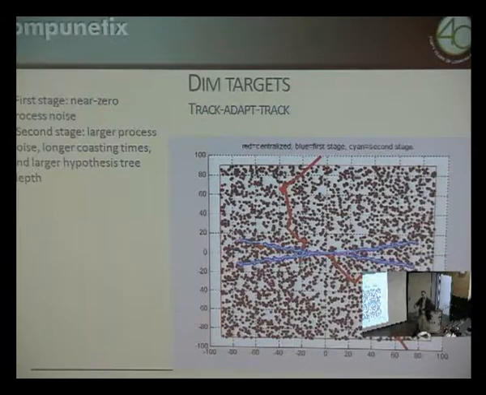Those segments can now go into a second stage MHT, where I can increase the process noise, and I can allow tracks to stay alive even if I don't see them for much longer, because there's not much clutter to deal with at this point. I just have a lot of short segments. And in the second stage, I piece together these segments and form longer duration tracks. And so this is the kind of gain that you can get.